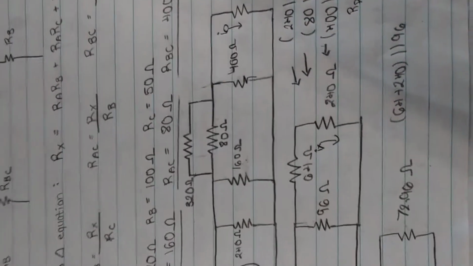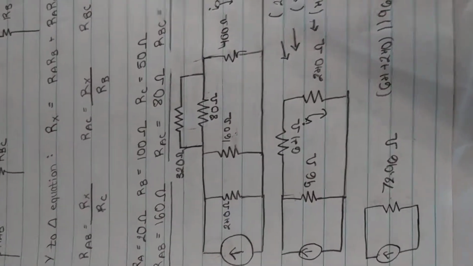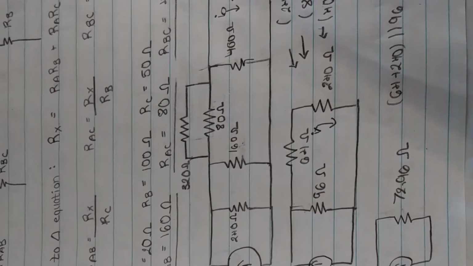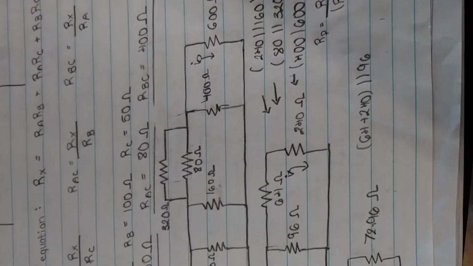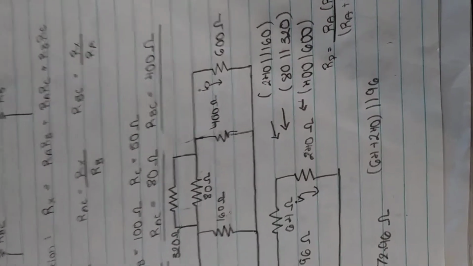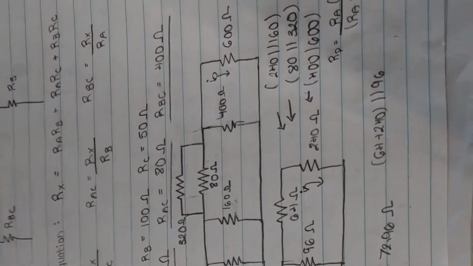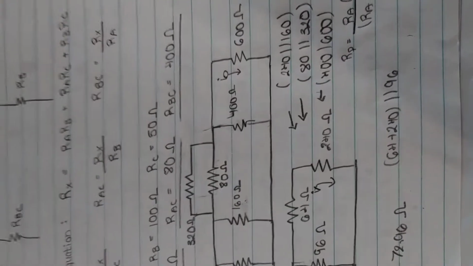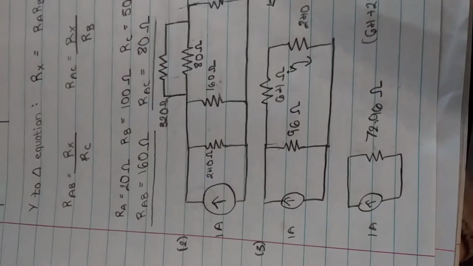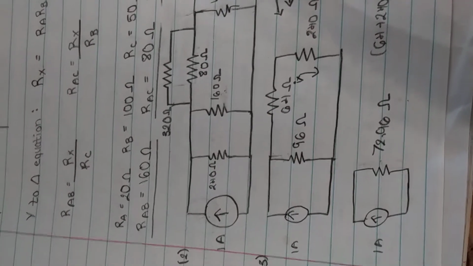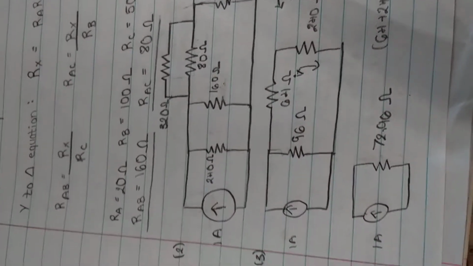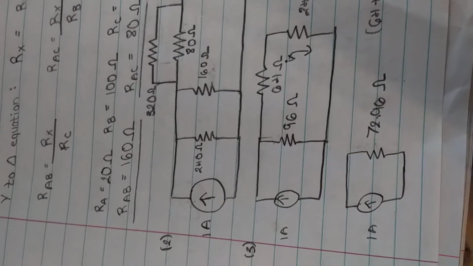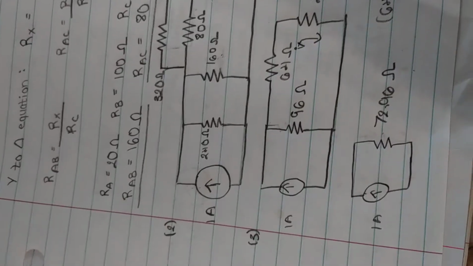As you can see, the 64 and 240 are in series, and those two combined are in parallel with the 96 ohm resistor. And once you use the formula, so it would be the 96 ohm resistor in parallel with a 304 ohm resistor, you would get the Thevenin resistance of 72.96 ohms. Now this we will use to solve part D of the problem.